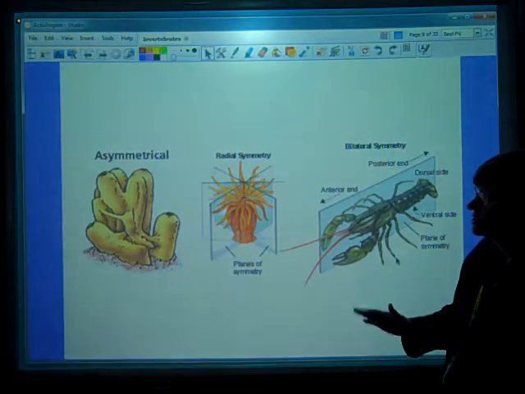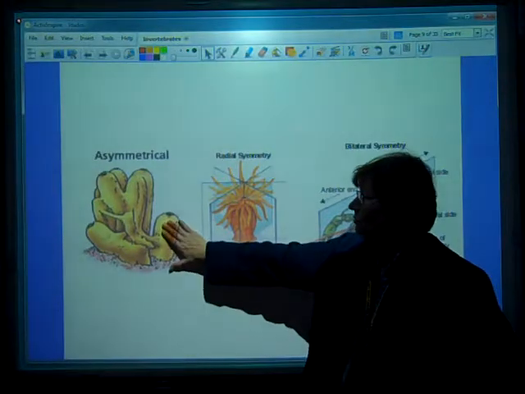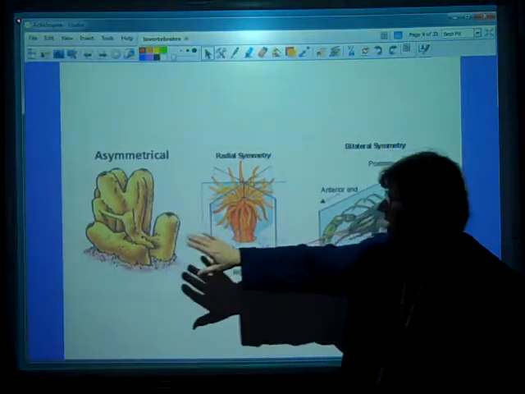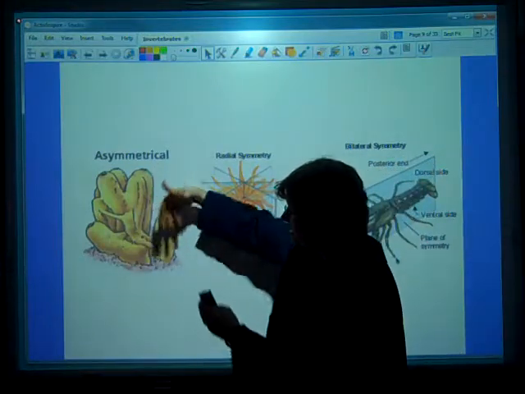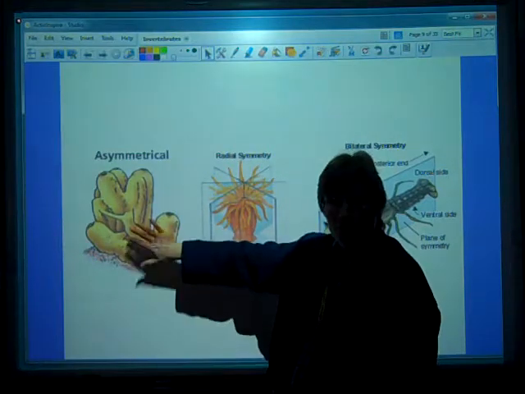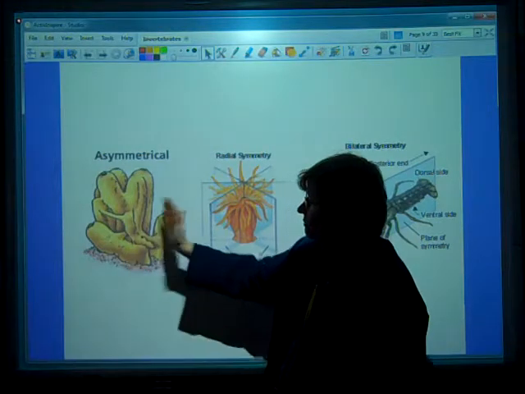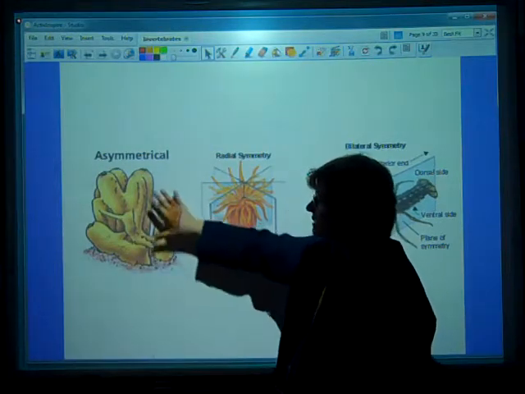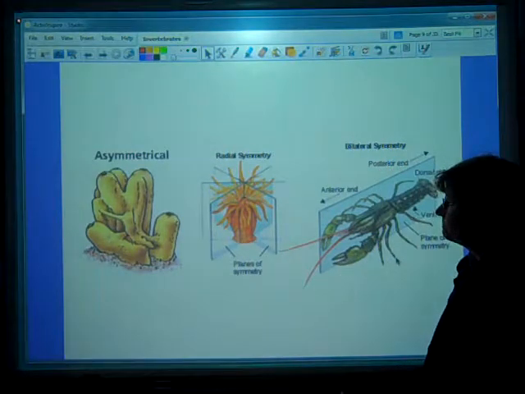So real quick, let's just look at what these are. You have asymmetrical organisms like this, and you can't really divide it and make it look the same any way that you look at it. It's kind of all over the place. If you're looking at an object and you can't see where, if you divide it, it would be the same or close to being the same, then probably you're talking about an asymmetrical animal.